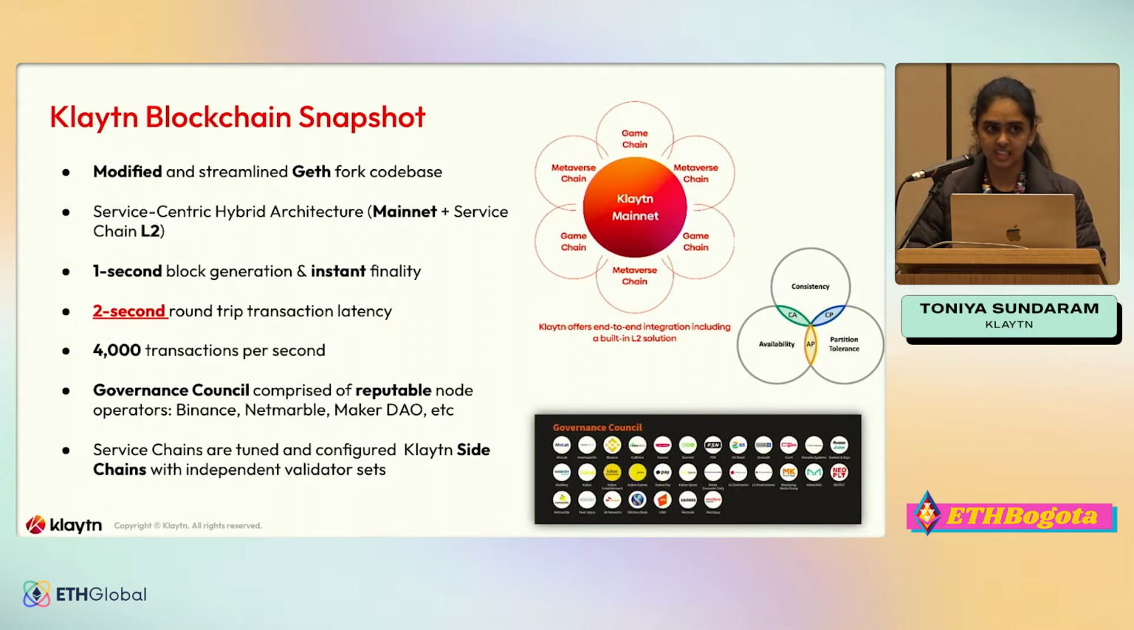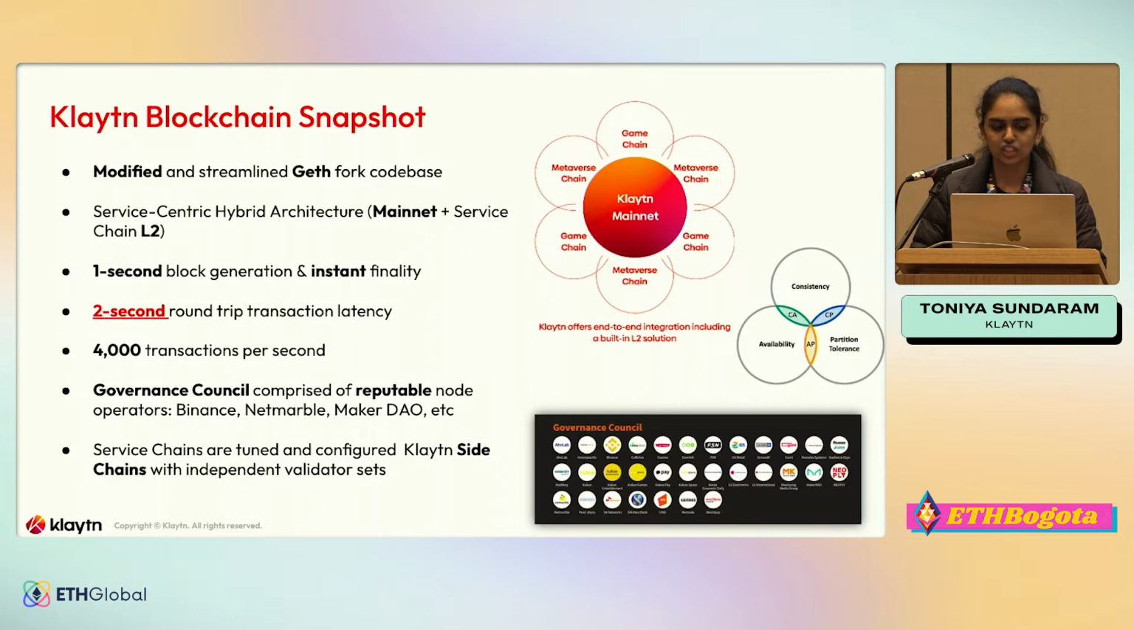Klaytn has 1 second block generation and instant finality, which means a block is agreed upon and generated every 1 second, which is quite fast. Here we are mainly concerned about data consistency over data availability. If you're familiar with the CAP theorem, which is in the picture on the left, since we are concerned about data consistency, it is mainly useful for use cases like bridging, to port your assets.